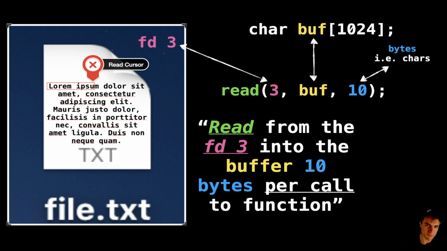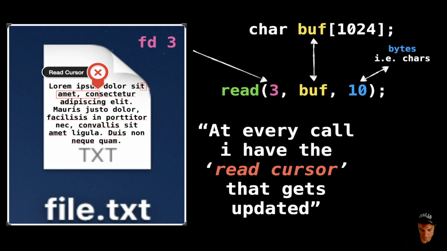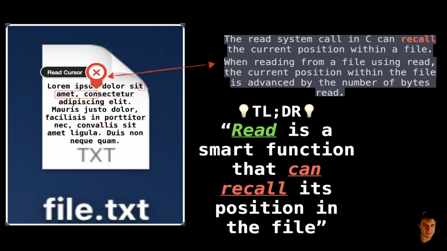The cool thing about the read function is that it remembers the last position. For example, I call the read function one time with 10 bytes on file descriptor 3, and I read those 10 chars. Then when I call the function again, the read cursor advances from the last char of the previous read. So I advance 10 bytes. When I call the function the next time, I advance another 10 bytes, fetch them, and store them inside my buffer. So the read function is smart; it remembers the last position in a specific file with a specific file descriptor.